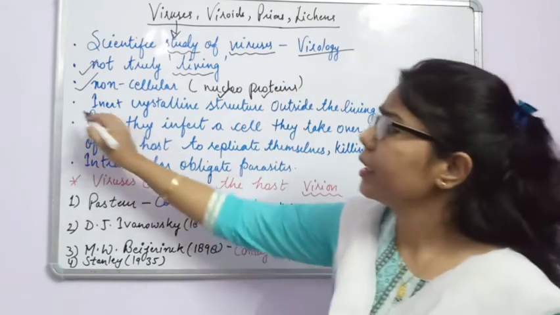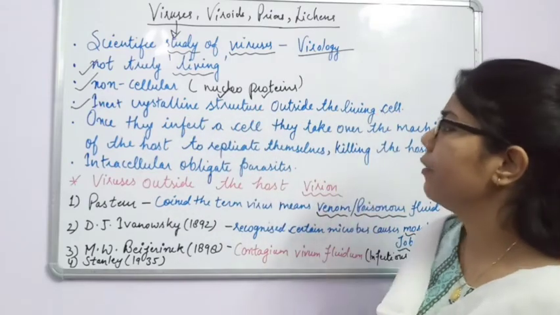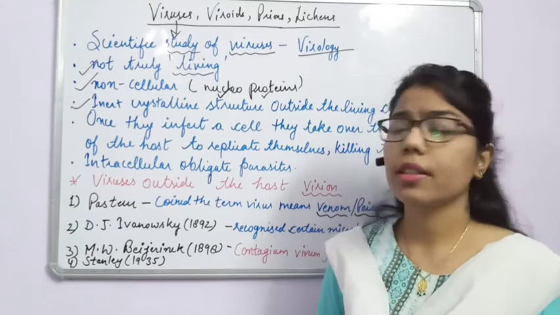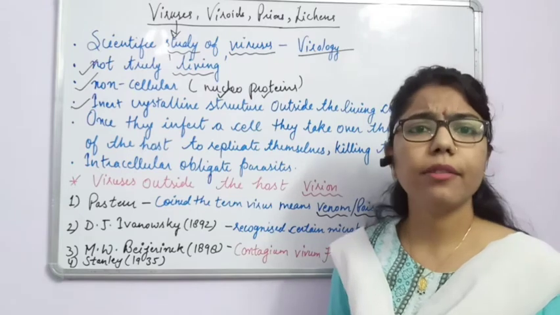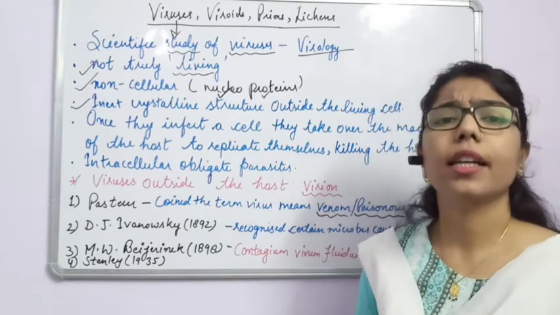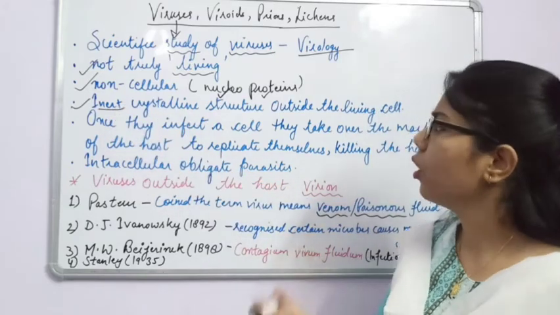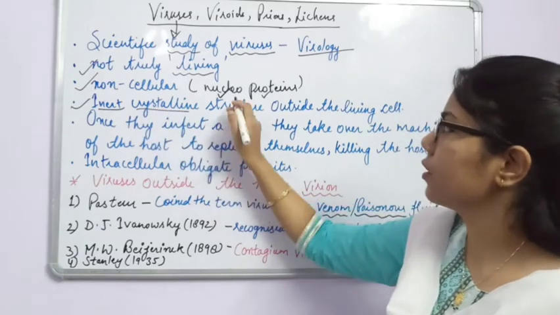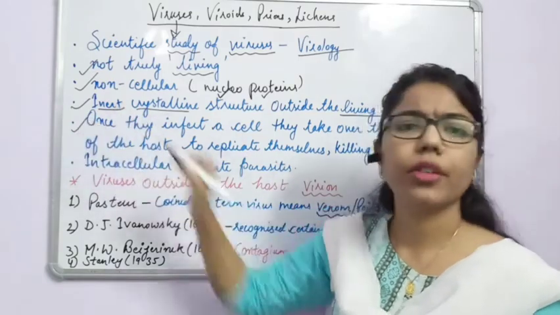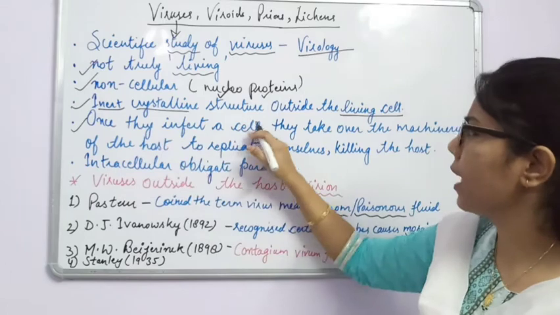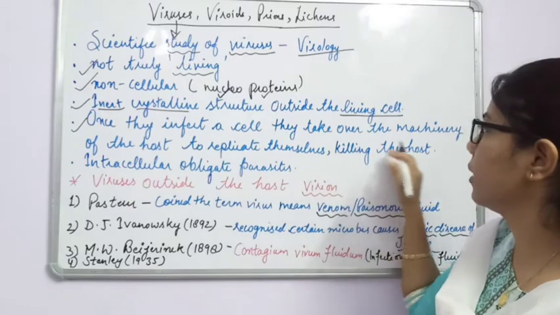Then another point I have written here: inert crystalline structure outside the living cell. We consider viruses non-living outside any host body. When they get a host body, they replicate; otherwise they are present as inert particles, just non-living. And another point: once they infect the cell, they take over the machinery of the host to replicate themselves, killing the host.